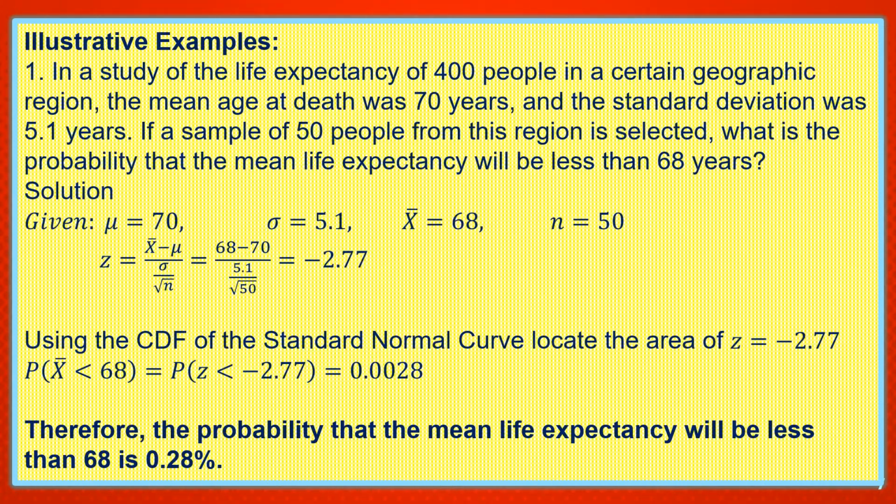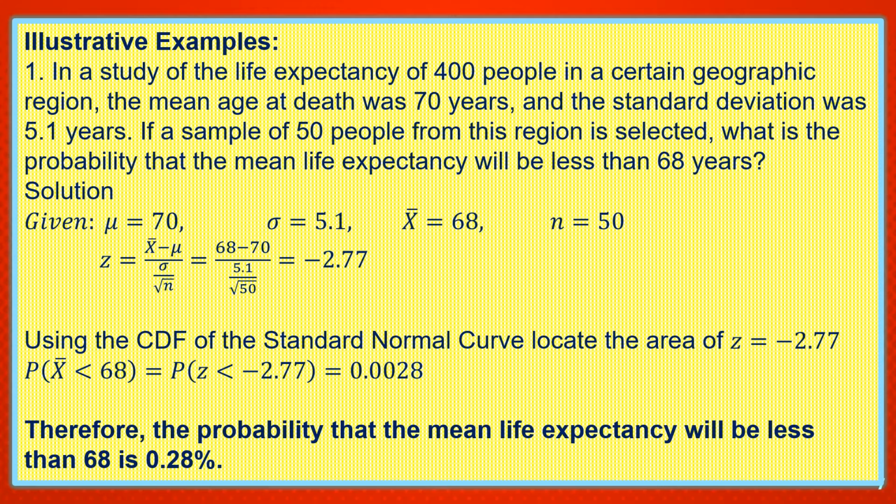Let's have example number 1. In a study of the life expectancy of 400 people in a certain geographic region, the mean age at death was 70 years and the standard deviation was 5.1 years. If a sample of 50 people from this region is selected, what is the probability that the mean life expectancy will be less than 68 years?